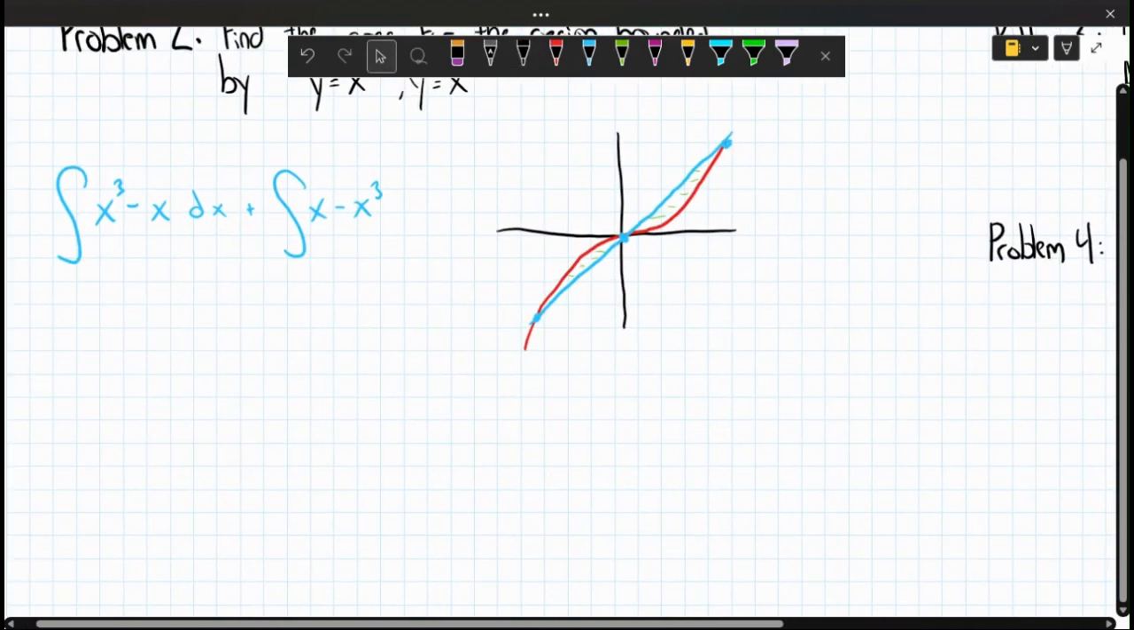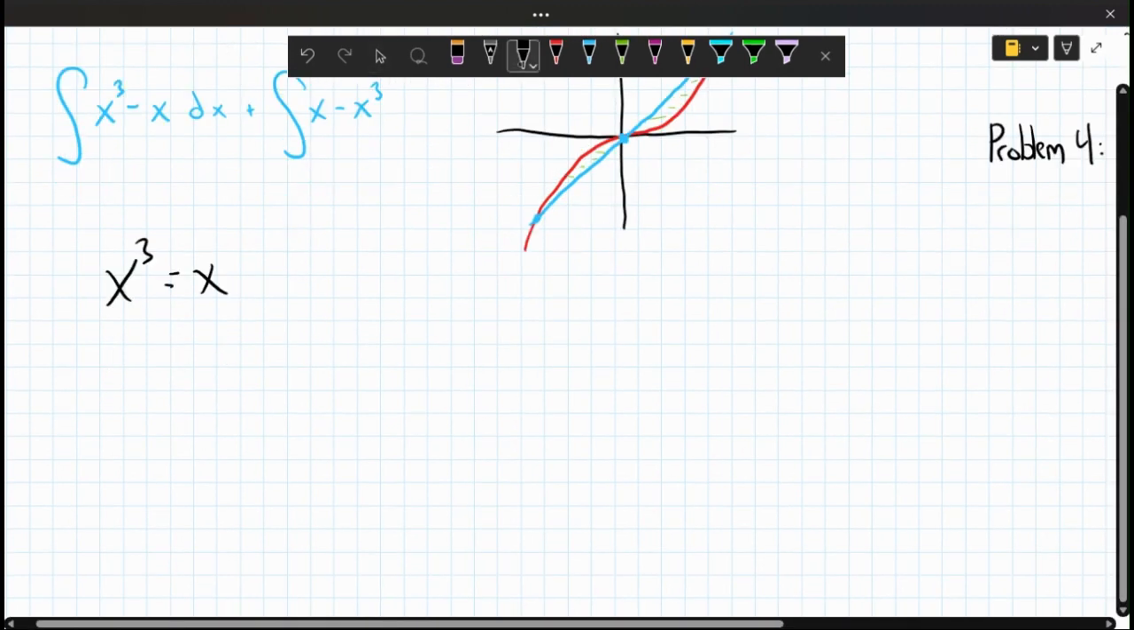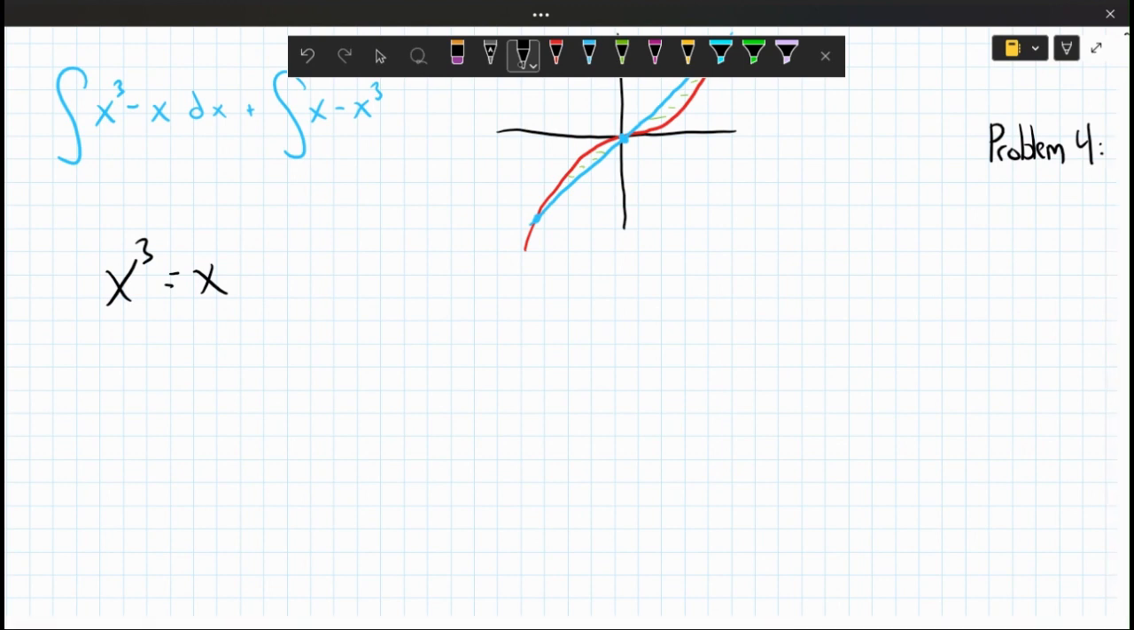So that would be, well, you know what? We technically don't have to find all of them. We could just find one and multiply by 2. But let's just go like this. x cubed is equal to x. And if we divide by x, we get x squared is equal to 1. So basically, when x is plus or minus 1, that's when they equal each other.